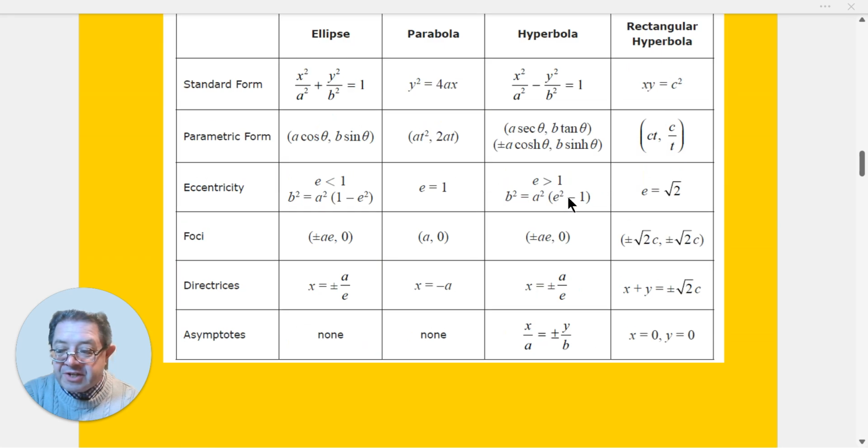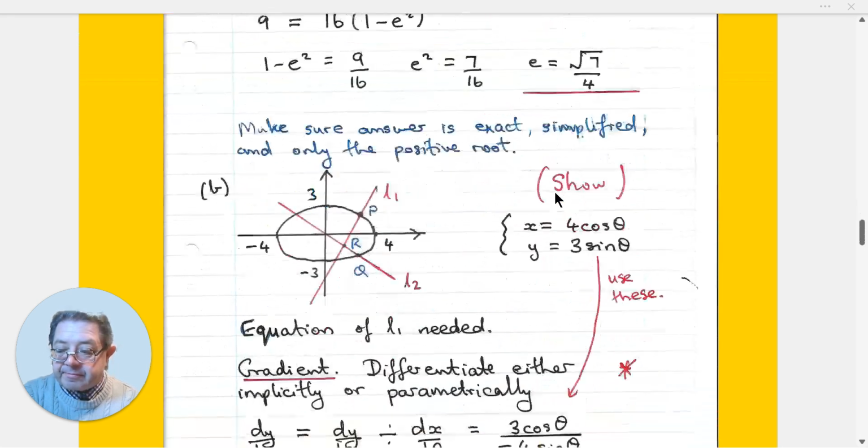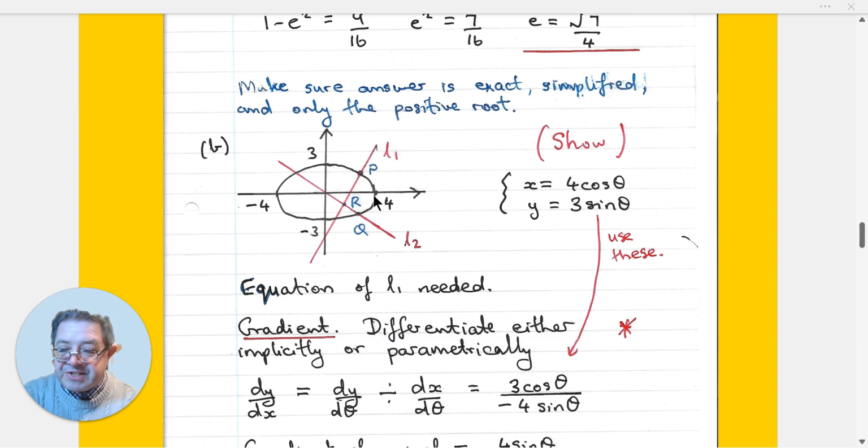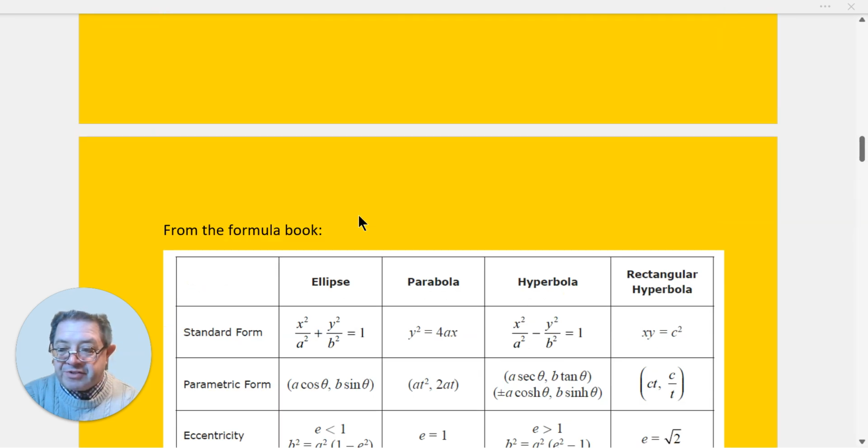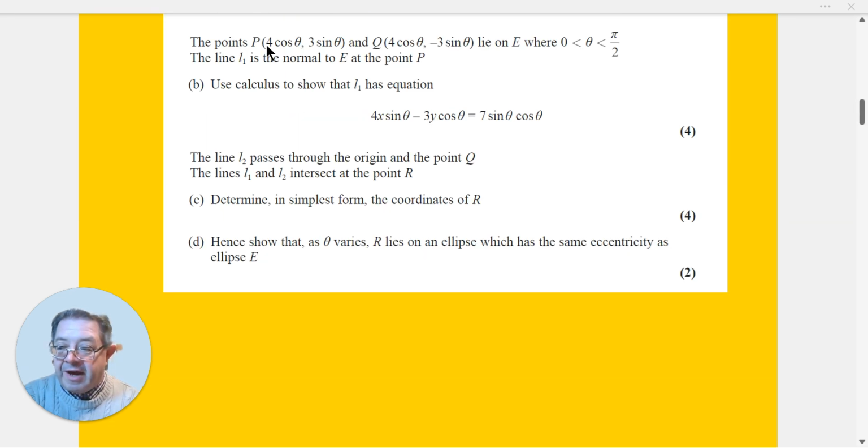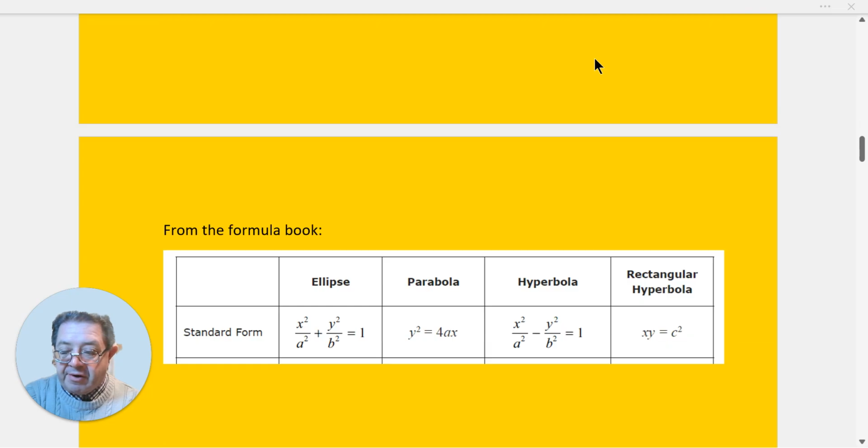So, sketching a diagram for this, there's our ellipse with the semi-axes 4 and 3. Those are a and b respectively. P is the point with x of P equal to 4 cos theta, and y of P is 3 sine theta. For Q, it's a negative y value. So if we just check back to the question, for P we've got 4 cos theta, 3 sine theta, and for Q, 4 cos theta, minus 3 sine theta. Theta is in the first quadrant.